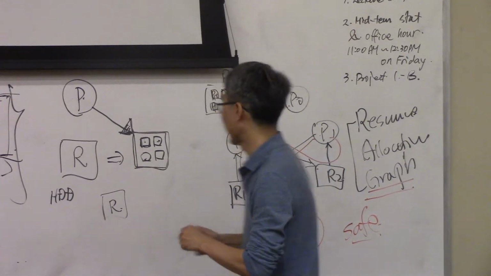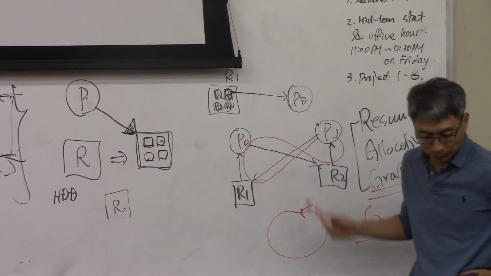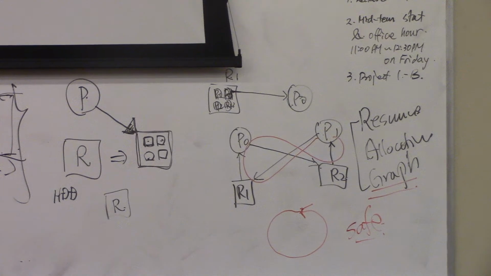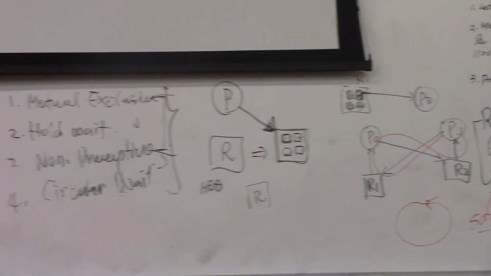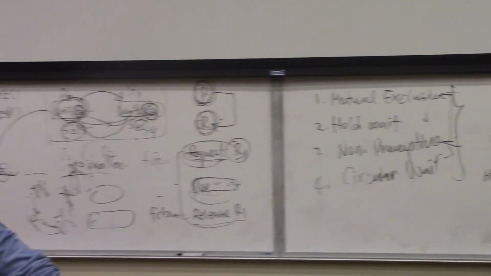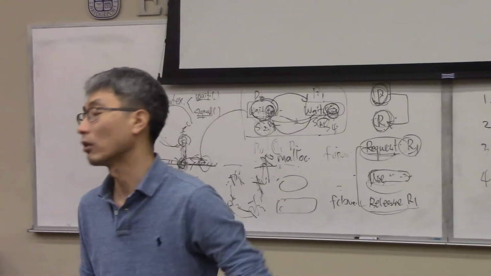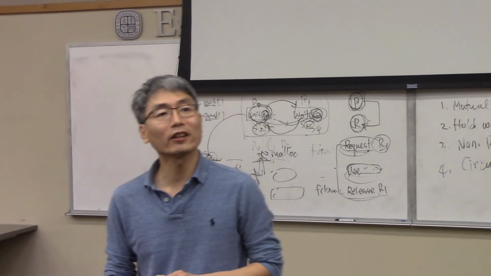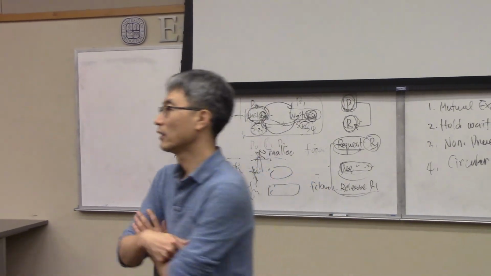So we can convert the problem into the graph. Using the graph, we can represent such a deadlock. So we can say if you can find the circle from a graph, it's a deadlock. If you cannot find the circle from a graph, it's not a deadlock. So what about finding a circle from a graph?